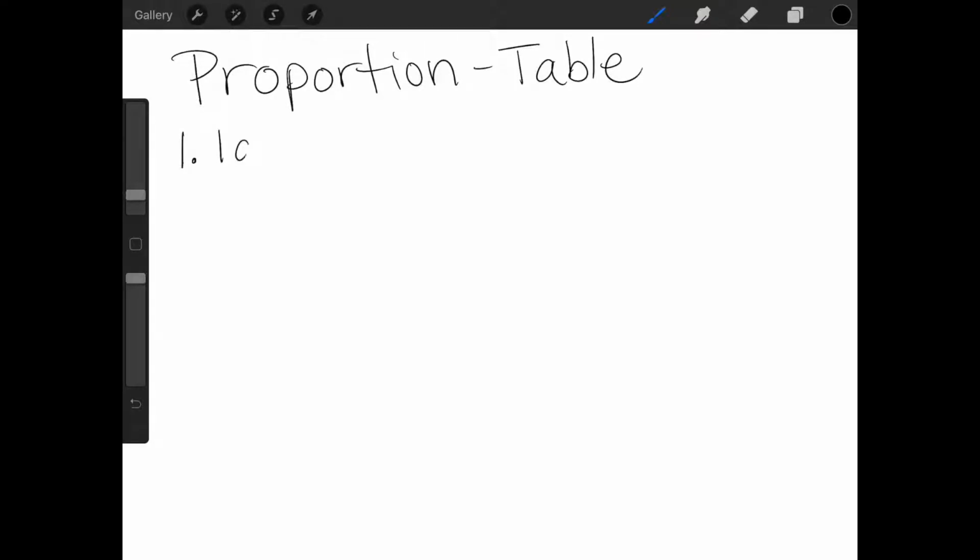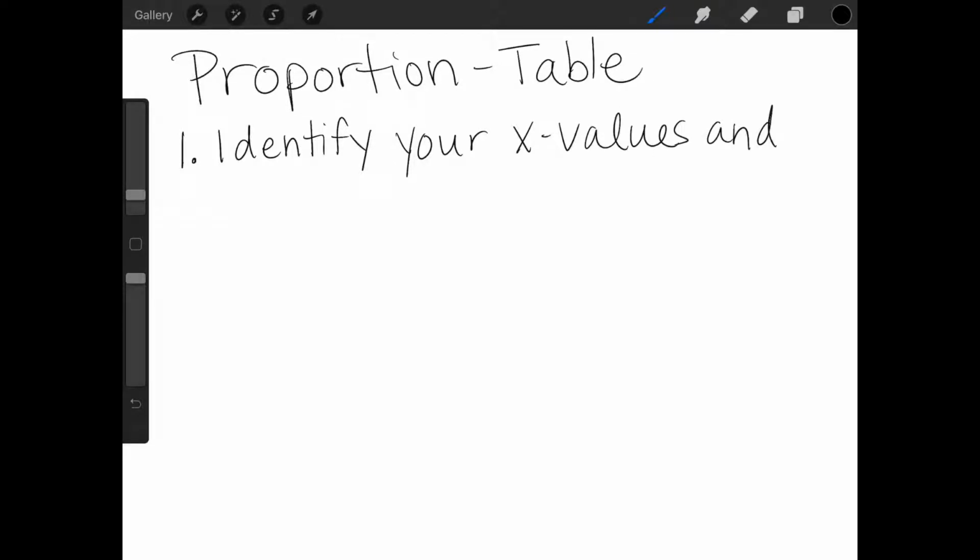So, proportions and tables. Step one is to identify your X values and Y values. So which column or which row in your table is your X values and your Y values? Sometimes it'll say it right there, point blank. Other times you might have to label it so that you know which is which.